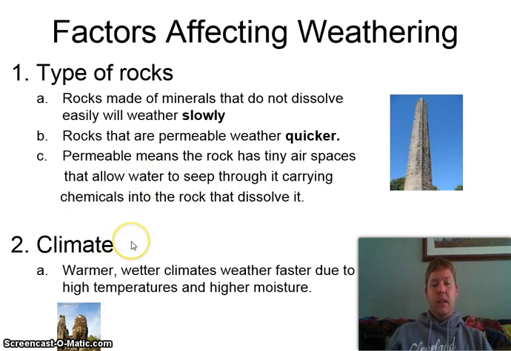Now, the second piece is climate. Warmer, wetter climates will weather faster due to high temperatures and the high moisture contact. So you think basically Florida, Georgia, you're definitely going to see a lot more weathering taking place quicker down there because of the higher temperatures and more moisture than you would see up here in the northern part of the United States. So these are the two factors that affect weathering.